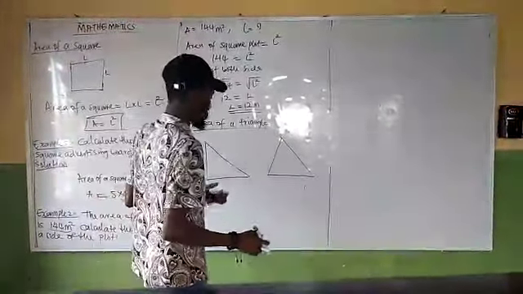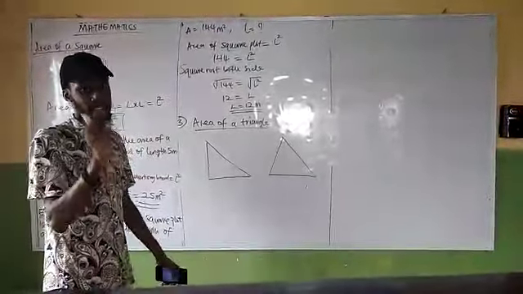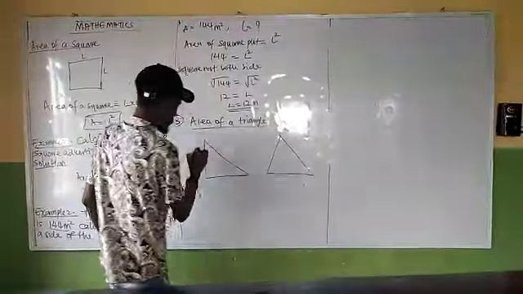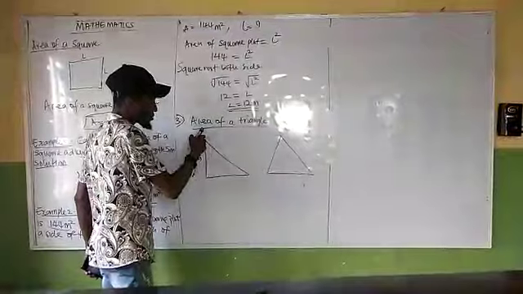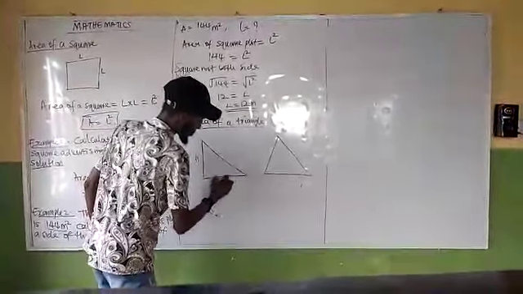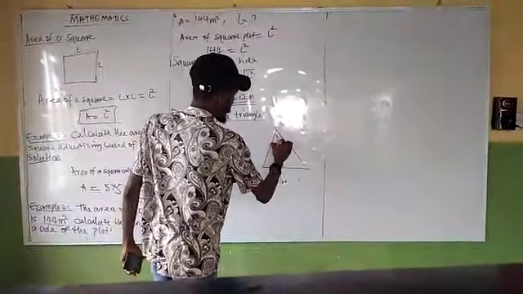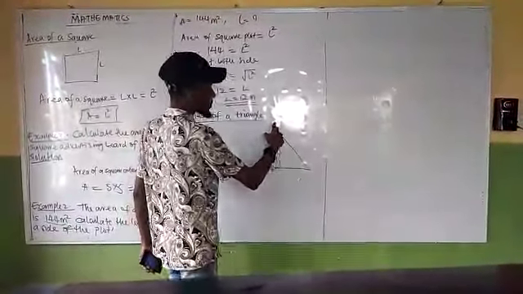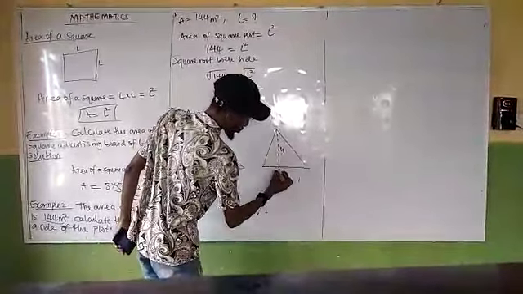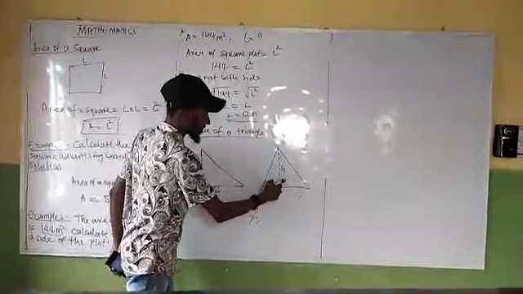But one thing I want you to take note of is that the triangle has a base and at the same time it has a height. The triangle has base and height. In the case of this one, the length from here to this side is the height. Then the length from here to this side is the base. In the case of this one, you can draw your height from this point down here. So this is your height, and this is your base.